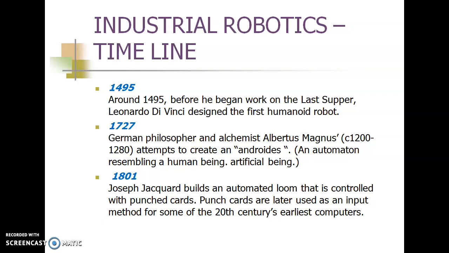Before our magnetic tapes or magnetic discs, the previous storing device is actually the punched cards. The punched cards are used as the input methods for some of the 20th century's earliest computers. So he developed an automated power loom, and by giving inputs through these punched cards, it works automatically. So this is the earliest form of input device in the field of computers.